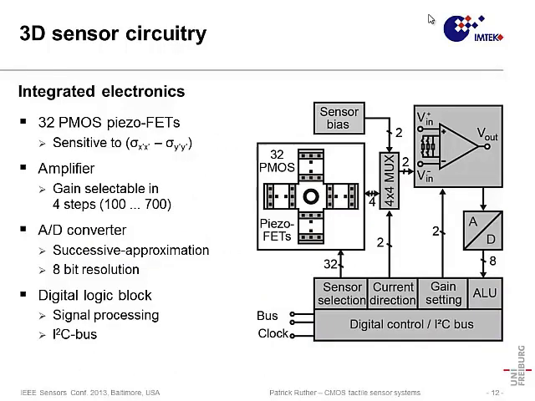So they monitor the difference of the normal stress components. We combine them with an amplifier with a gain between 100 and 700. We have an AD converter. In our case, it's a successive approximation AD converter with a resolution of 8-bit. And everything is then combined with the digital logic, which is used to calculate the signals that we obtain, and also to communicate with the outside world through an I2C-like bus system.